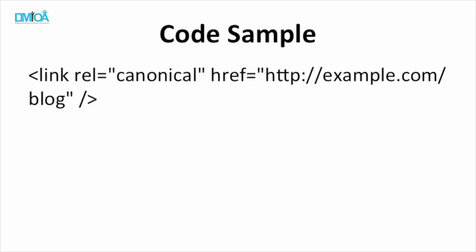This is the code example of canonicalization. In this code, we use the link tag, where rel is equal to canonical, and then we are giving the href and the URL. We are telling search engines that this page is the original version of the content and please show this page wherever necessary.